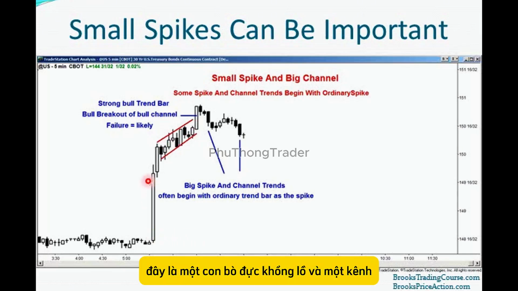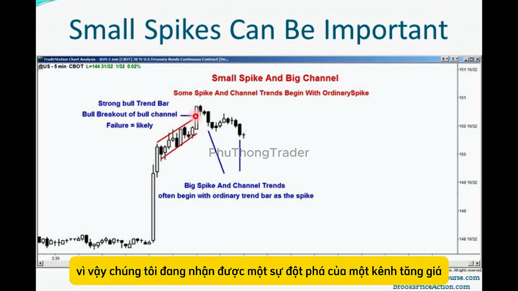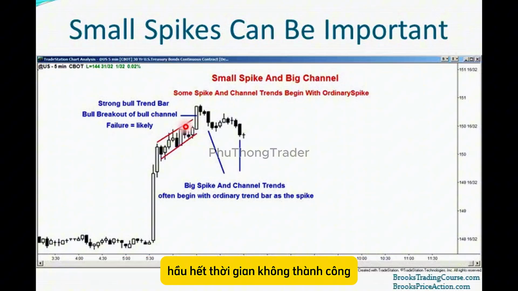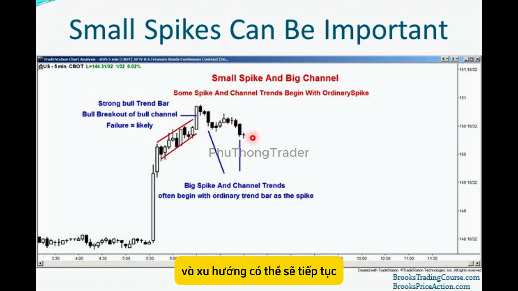Here's a huge bull spike and a channel, and then we're trying to break out again. So we're getting a bull breakout of a bull channel. Most of the time that fails. Here's the failed breakout bar. So we have the bull breakout and then we have the bear bar, which is the failed breakout bar. At this point, it looks like we're probably going to form a pullback and the trend will probably resume.